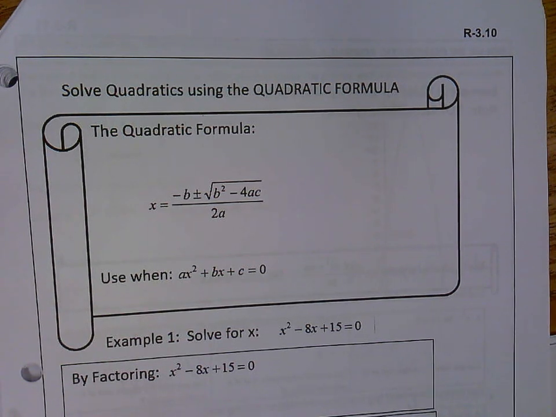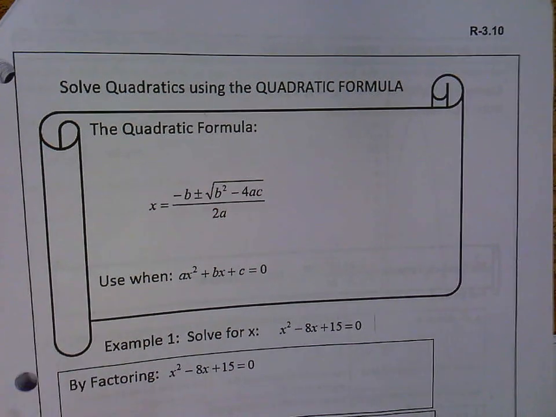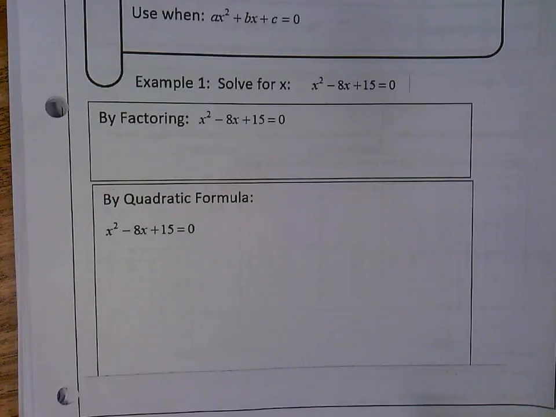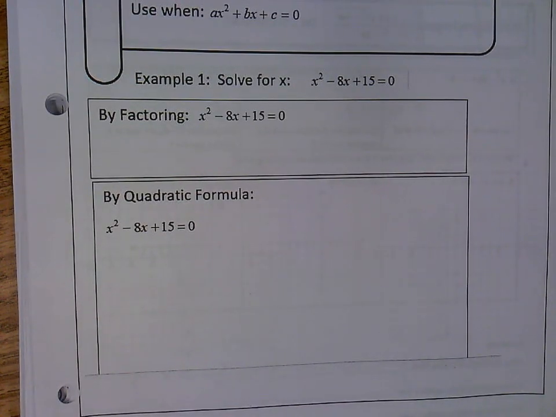You have to be in standard form, and your equation has to be equal to 0. If it's not equal to 0, you need to move it over, right? So here we go. We're going to try it. I want to show you that it works by factoring or by the quadratic formula. This one is factorable. Everyone see where we are?